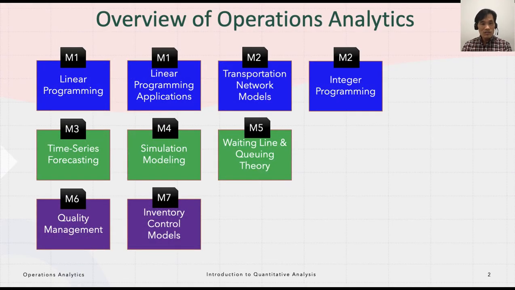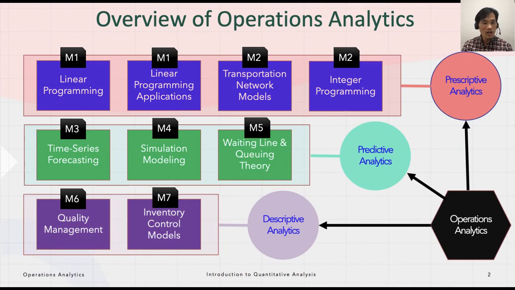Let's take a look at the structure of the course. We have learned linear programming in modules 1 and 2, and we are now on forecasting, and that covers predictive analytics. And after this one, we will be learning simulation and waiting line management.